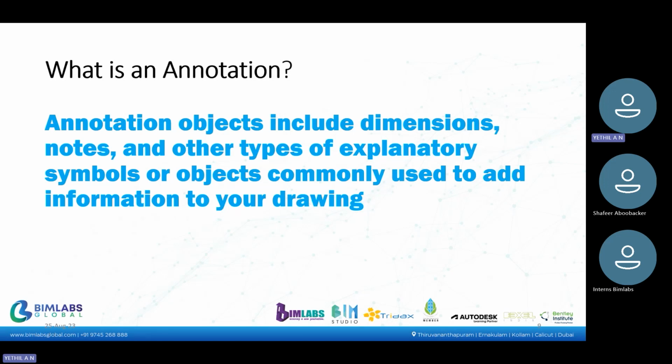Some basic annotations discussed here are dimensions and notes, and there are many other things. Text, for example, is an annotation. When we are drawing plan views, we will keep text below the drawing to specify what type of drawing it is. If you are drawing a first floor plan, we will give a title below the drawing as first floor plan. So these texts are considered annotations.